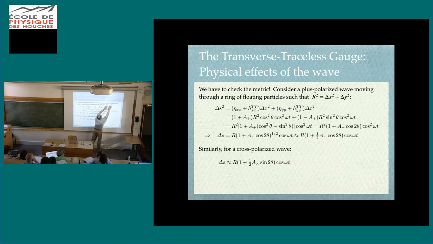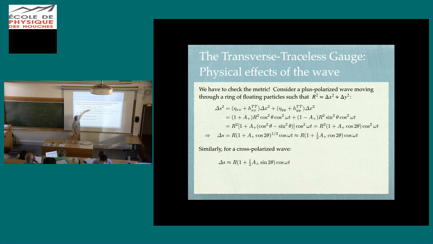And my coordinate differences here are constant in my transverse-traceless gauge. So I'm just going to arrange them in a ring of constant distance in the coordinates and find out what the actual physical distance is. So I plug in what the distances are. This is the perturbed metric. This should have been a y squared. Sorry, I'll fix that. But it should have been a y squared.